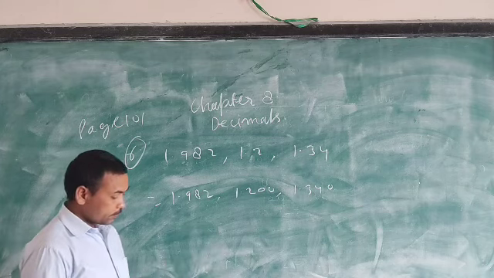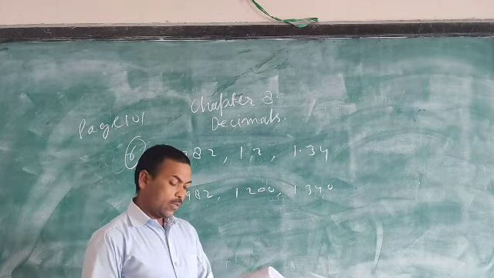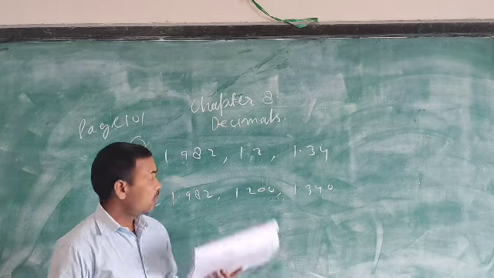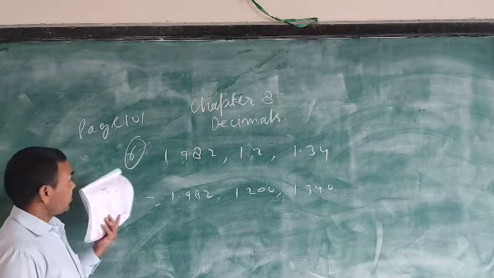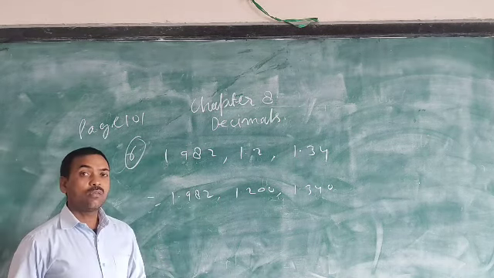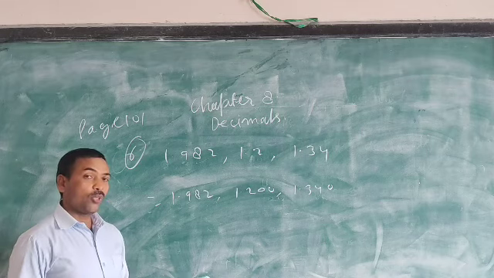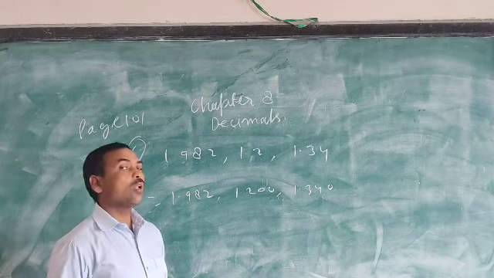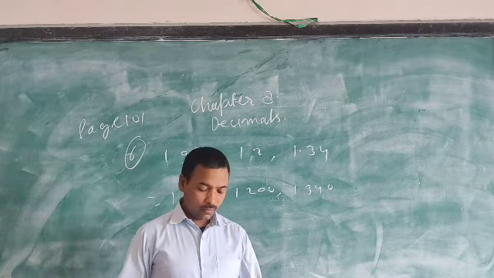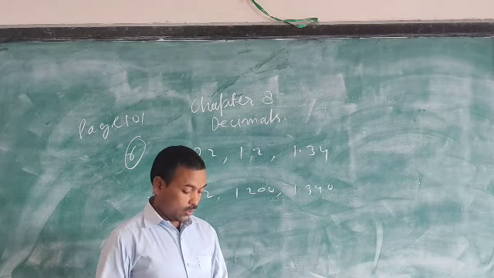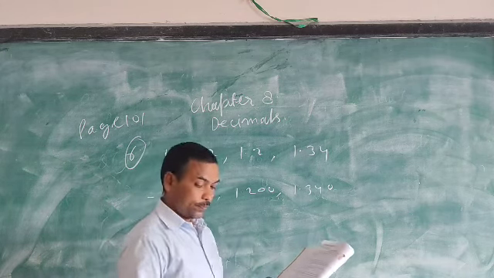After that, comparison of decimal numbers. The comparison of decimal numbers is just like whole numbers. So if you are able to compare whole numbers, you can easily compare decimal numbers. Page number 102.